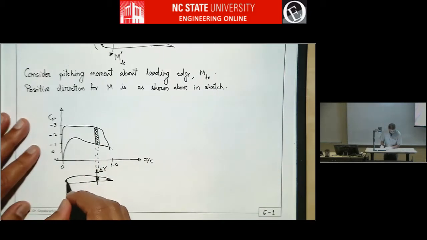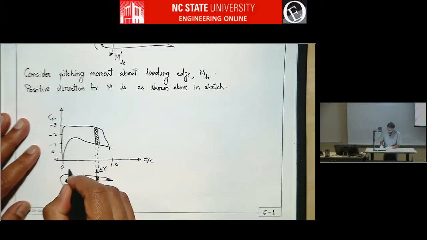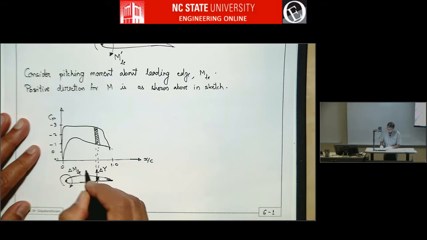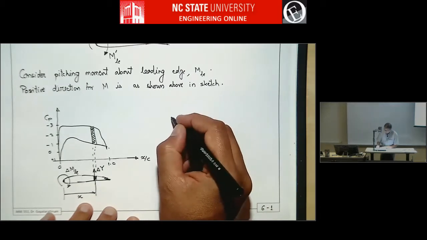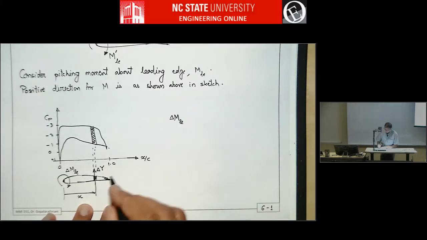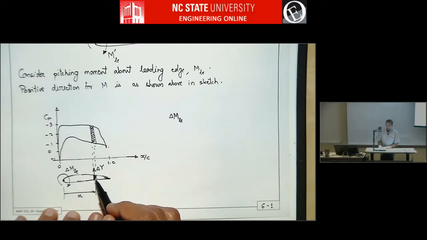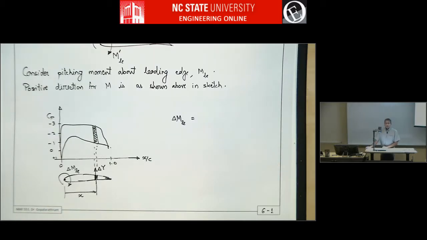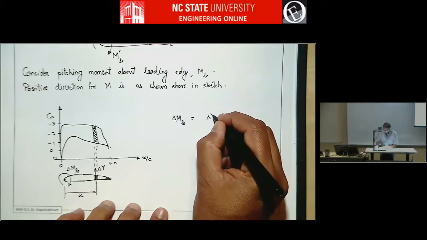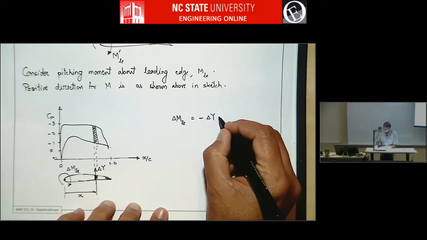And so what is the contribution to moment about leading edge due to this portion? So let's say this is at some distance x. If we call this delta MLE, delta meaning the portion of moment just due to this segment of the airfoil, what is delta MLE? Go ahead. What about the sign? Minus, right? So it will be delta y times x.